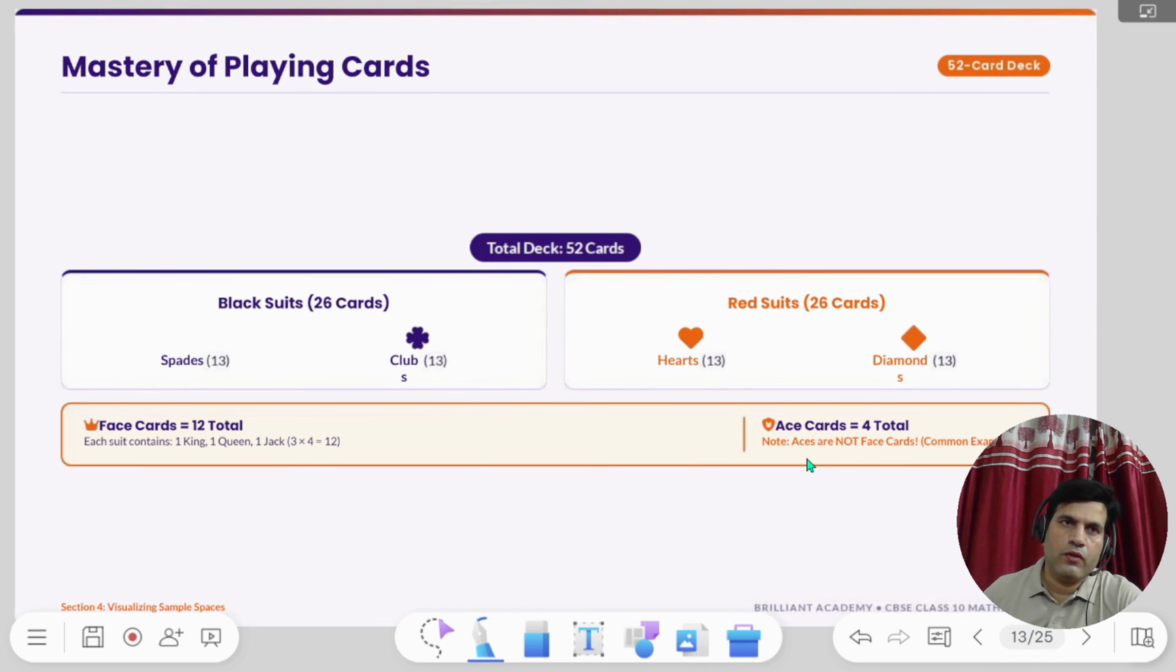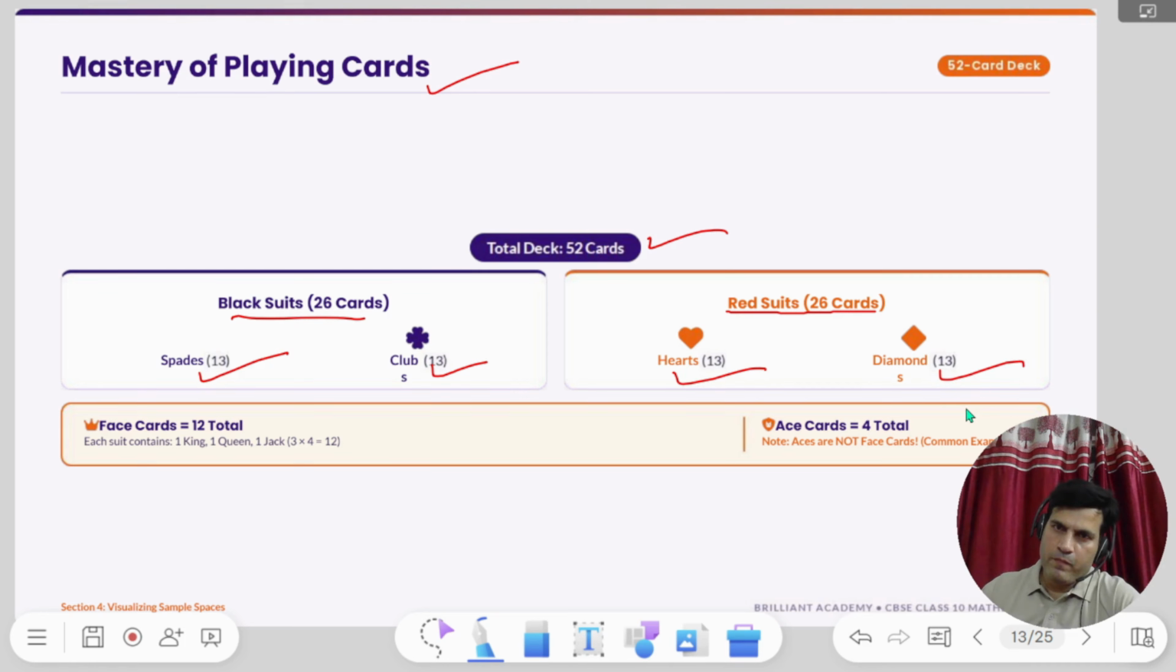If you talk about mastering the playing cards, we have 52 cards, in which 26 are black cards and 26 are red cards. In black we have spade 13 and club also 13. In the red suit, heart is 13 and diamond is also 13. So face cards we have king, queen and jack.